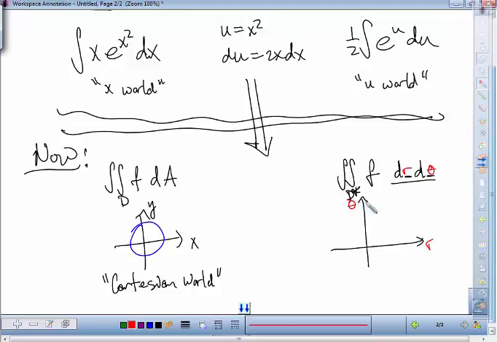So maybe, somehow, if we move to this new polar coordinate world, it'll be easier to deal with.